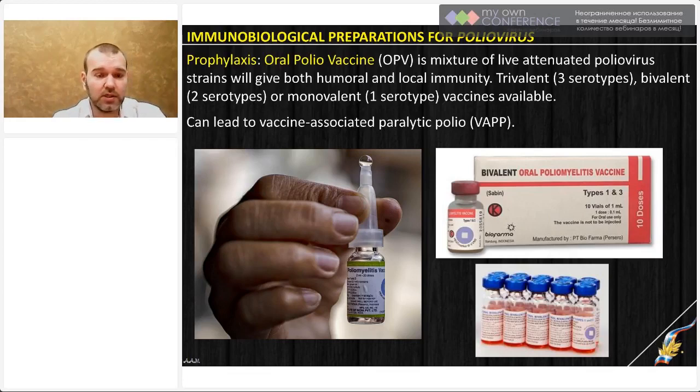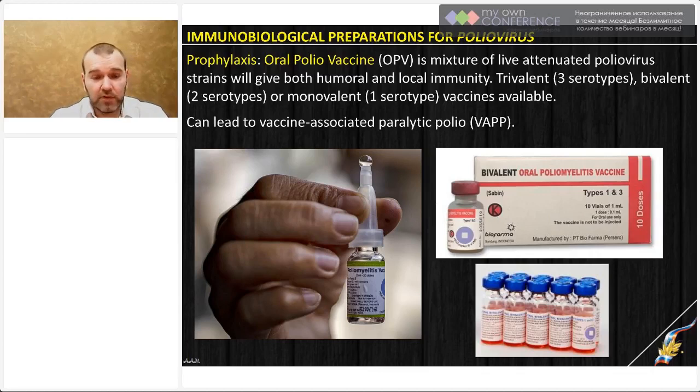And actually, oral vaccines are much better in immune response than injectable inactivated ones, because first, they contain a live virus, and immune response is significantly greater than in the case of an inactivated vaccine.